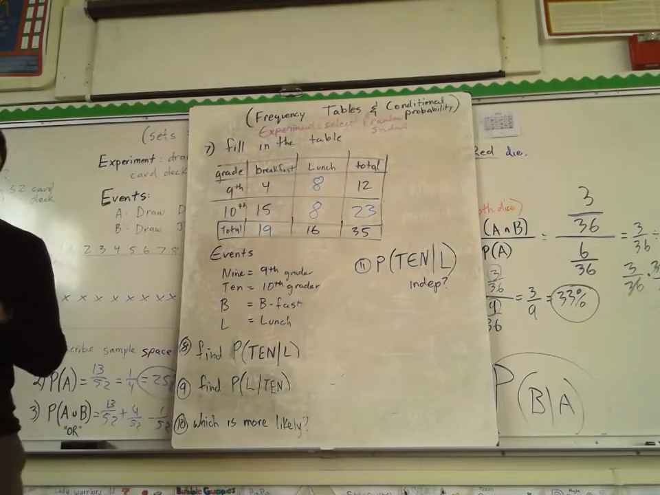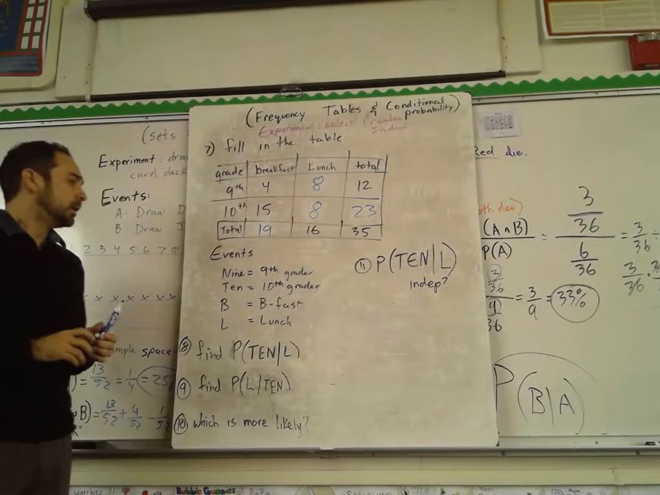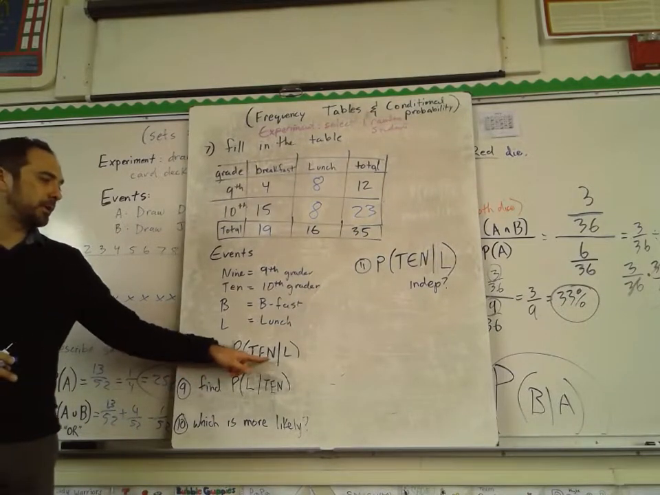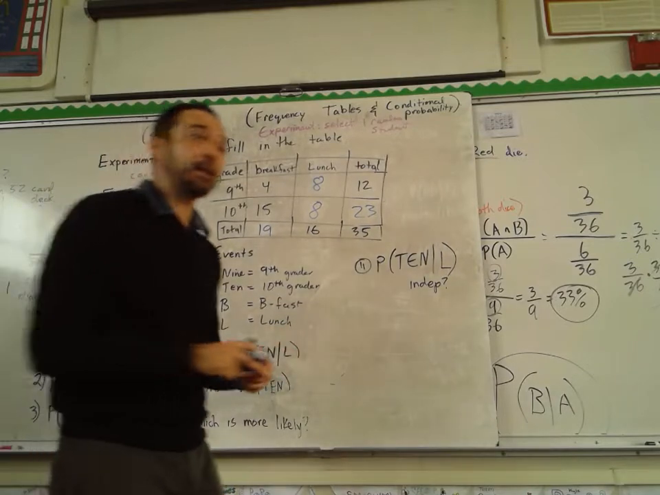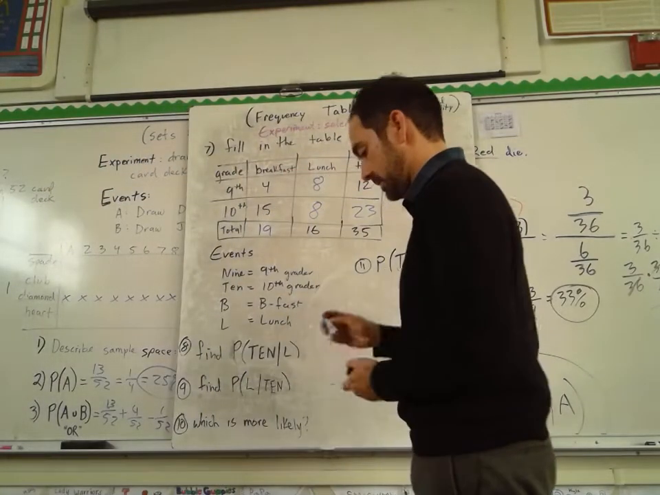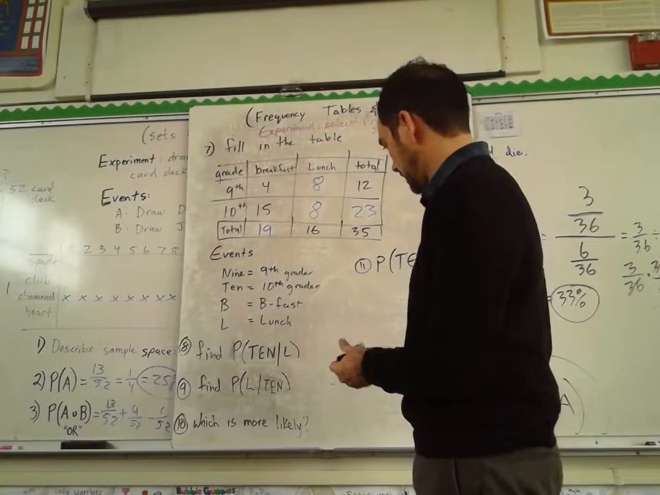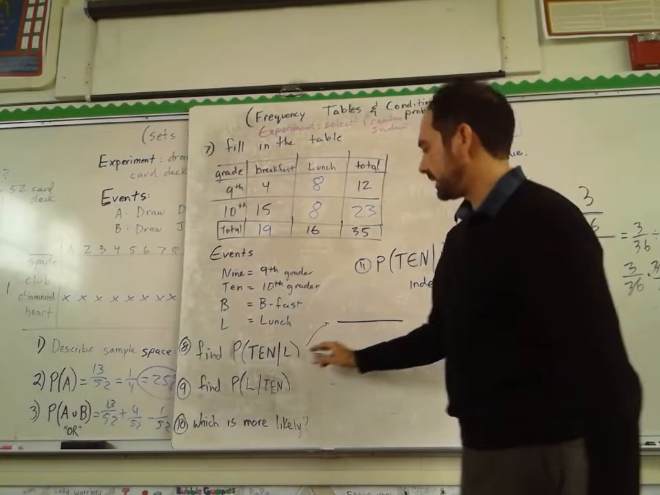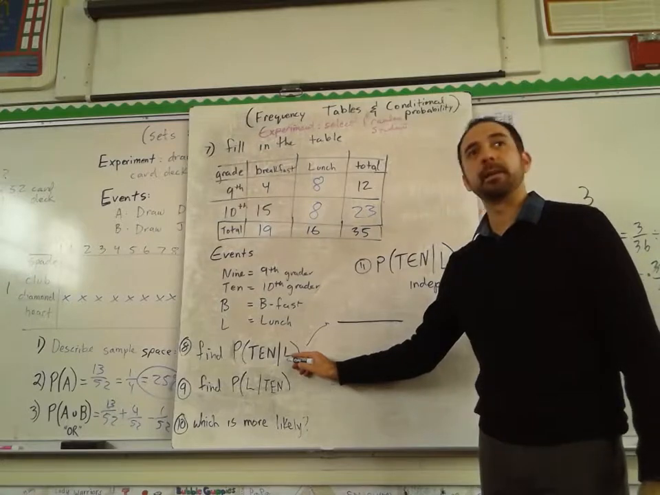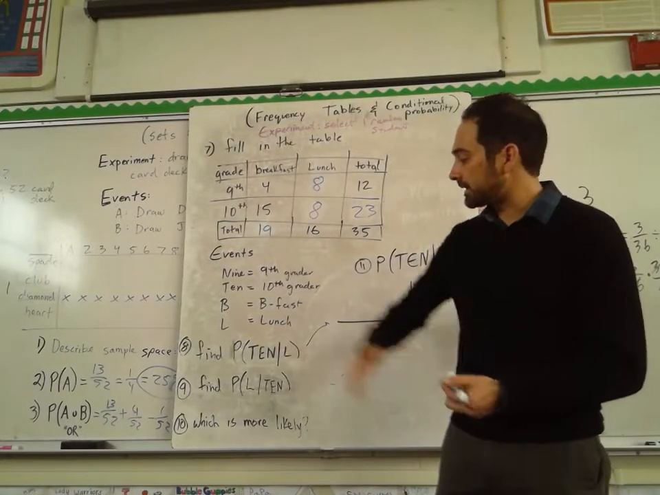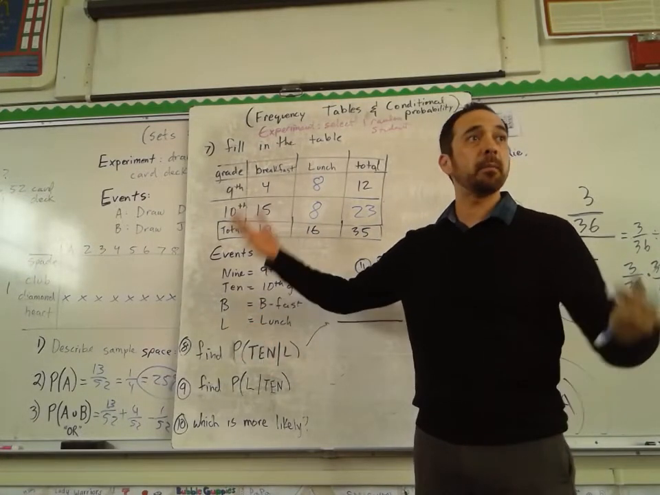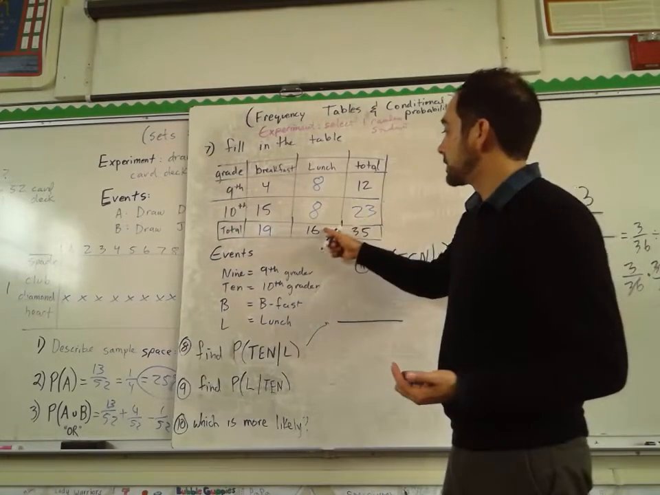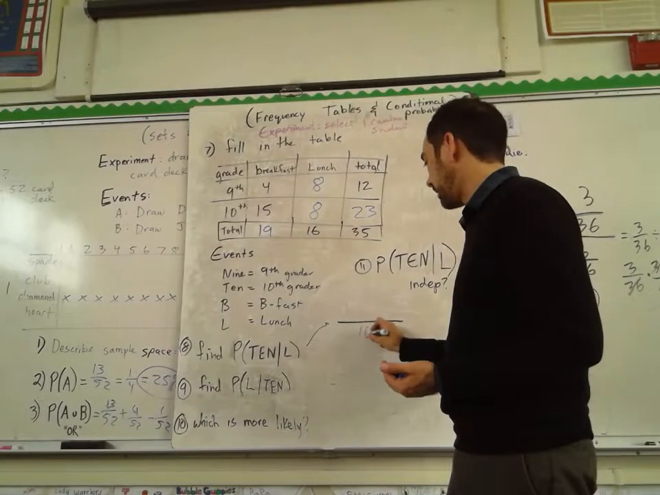Now, looking at this, find the probability of it being a 10th grader given that they like lunch. We're going to put the probability of the given on the bottom, the probability that they love lunch. Forget that they're a 10th grader. If I said, what's the probability that a student loves lunch? What is it going to be? Lunch, 16, and I'm going to do them all in probability, so 16 out of 35.